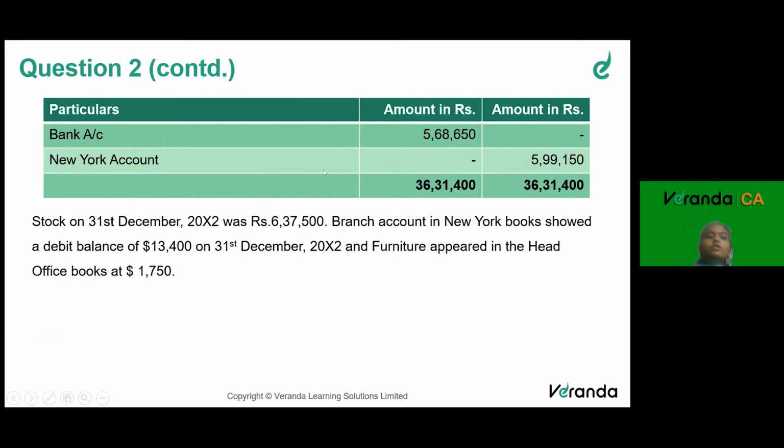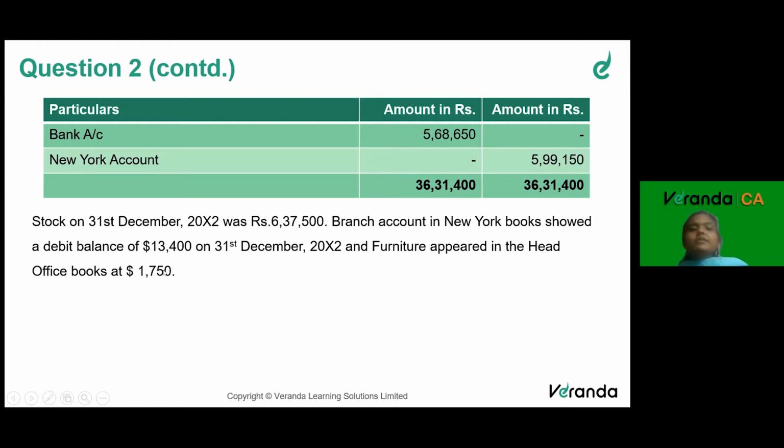Now see the closing stock. The opening stock is given in the question. They are saying information with regard to the closing stock as on 31st December was rupees 6,37,500. And the branch account in the New York books shows a debit balance of $13,400. So don't get confused with rupees and don't match this 13,400 with the rupees amount. This is $13,400. The branch account in the head office books has a debit balance of 13,400 at the year close.